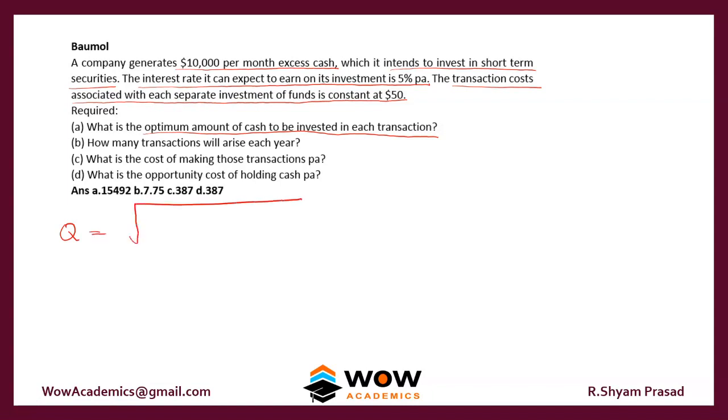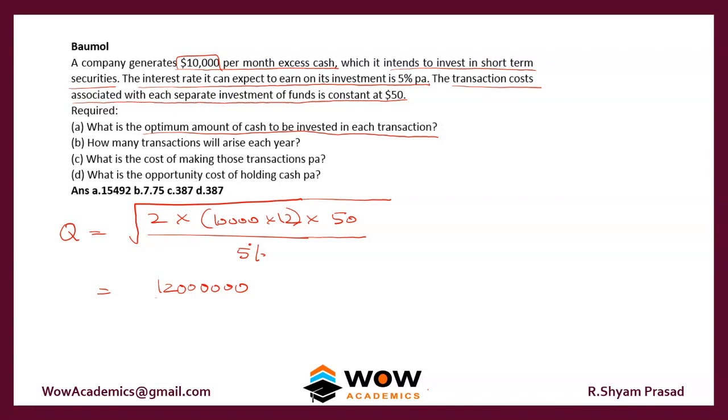So Q refers to 2 into the annual demand for cash. The annual demand for cash, they have given as 10,000 per month, so we'll convert it into 12 months, into the transaction cost. The transaction cost is 50, divided by the holding cost. The holding cost is 5%. So that's it. We have to just multiply and get the answer. Divided by 5%. 15,492. So we have got the answer.